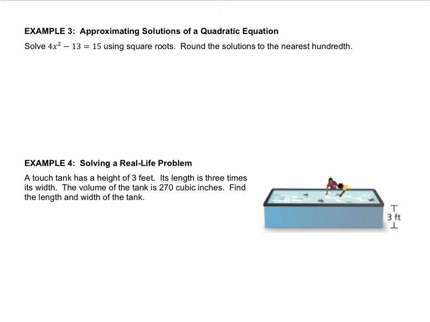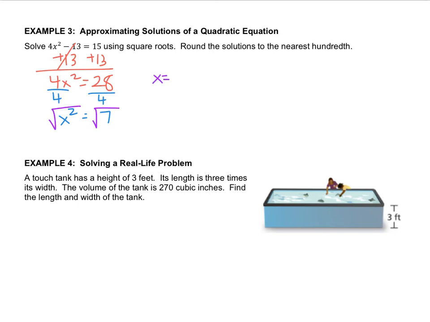First step I'm going to do is to add 13. So I get 4x squared equals 28. Then I divide both sides by 4, because I remember my goal is to get the x squared term by itself. So now when you go to take the square root, you have the square root of 7, which is not a whole number. So you would get x equals positive or negative 2.65.